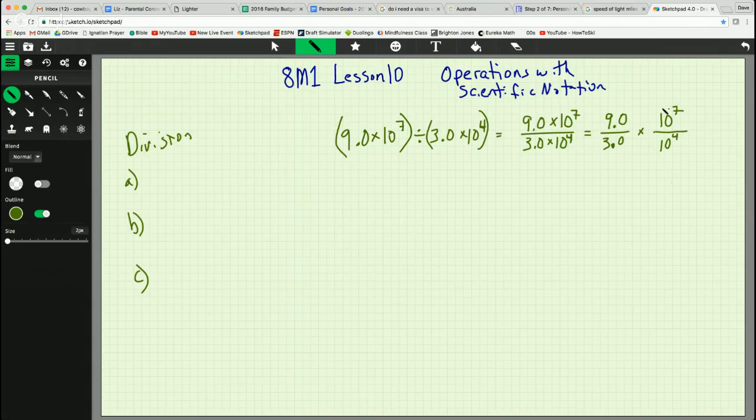But once you get to here, things get really easy. So watch, 9 divided by 3 is just 3, and 10 to the 7th over 10 to the 4th is 10 to the 3rd, and that's by our quotient rule of powers. So our answer here is 3 times 10 to the 3rd. And what's the rule here? When we multiplied, we multiplied the first two numbers and then added the exponents. In division, we do the opposite: we divide the first numbers, 9 divided by 3, and then we subtract exponents.